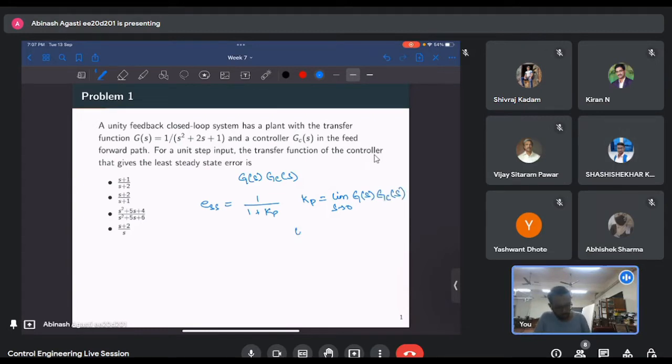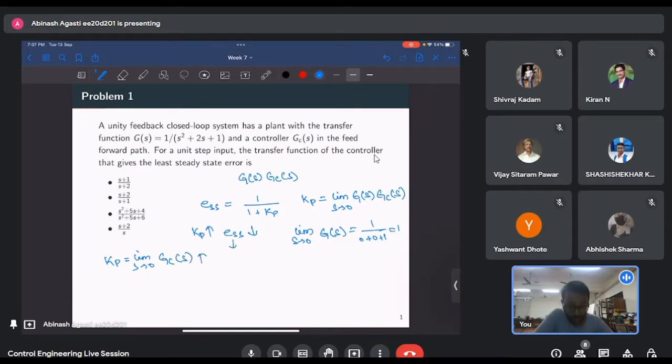So now we know G(s), so we can first find out limit s tends to 0, G(s). That gives me just 1 by 0 plus 1, that is 1. Now, as you can see, if Kp increases, the steady state error will decrease. So essentially Kp is limit s goes to 0, Gc(s). If this increases, then the steady state error will decrease. So we want the Gc(s) among these options with the highest Kp, that is with the highest value at limit s tends to 0.